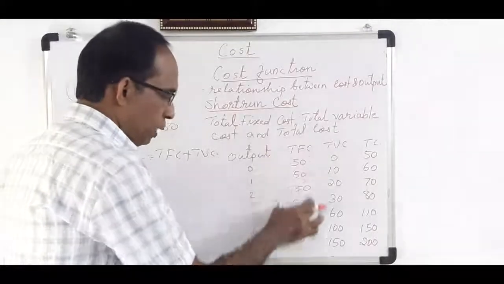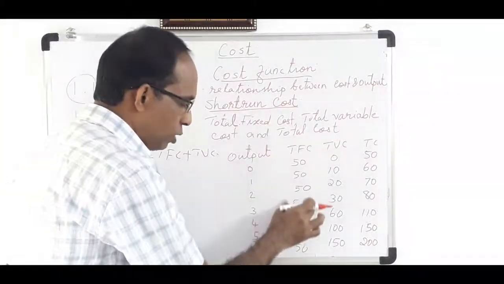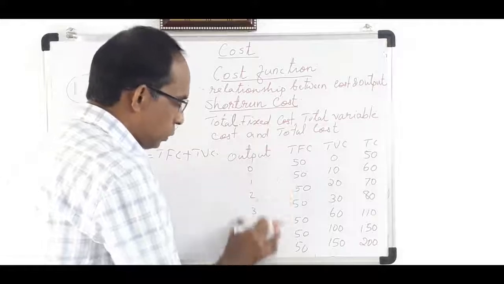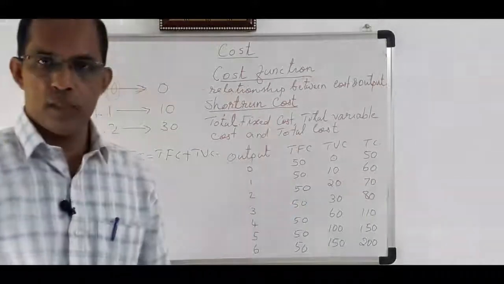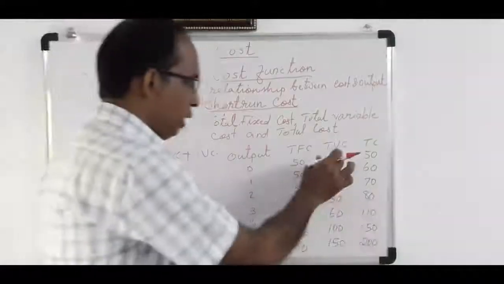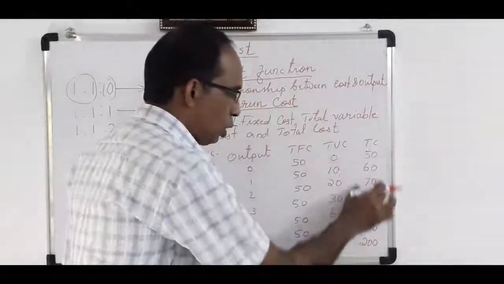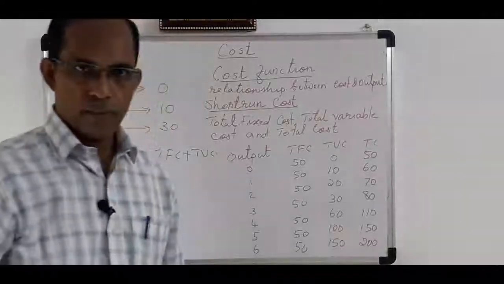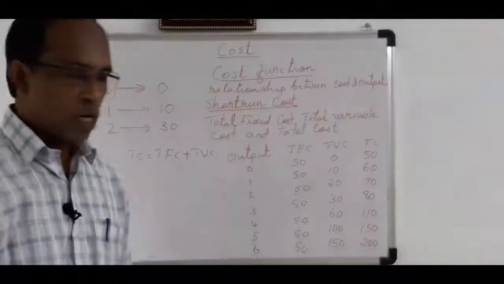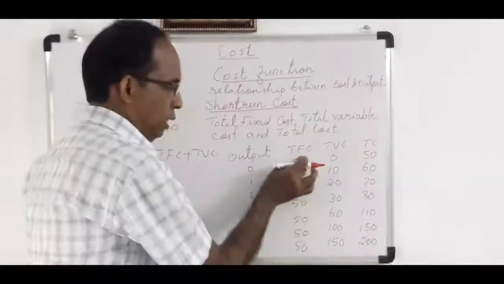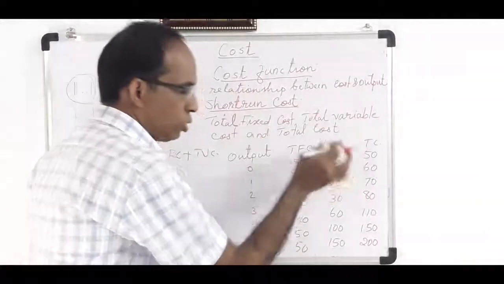What happens to TFC? TFC remains constant irrespective of any level of outputs. But what happens to TVC? TVC increases and TC also increases. When output is 0, TC is equal to TFC because TVC is 0.